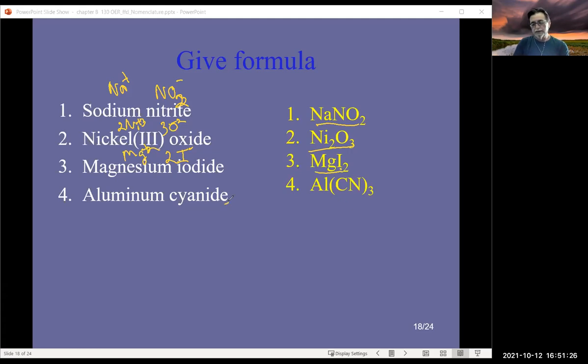And then cyanide, that is a polyatomic ion, CN, -1 charge. It's in our polyatomic ion table. The aluminum, always a +3. It's in group 3, a metal. And so that means that we need 3 cyanides for each aluminum ion. Hence our formula is Al, parentheses, CN, parentheses, subscript 3.